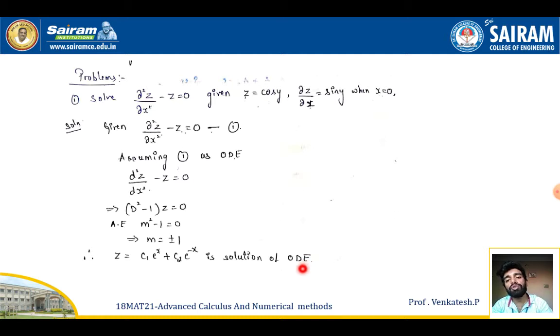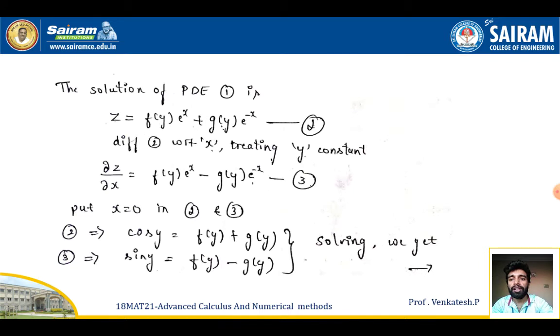But I want a solution of the partial differential equation, so I'm going to convert these constants into arbitrary functions of the other independent variable. For example, now the solution contains the independent variable x, so the constants should be in terms of the y variable. So I'm going to represent the solution as z = f(y) e^x + g(y) e^(−x). Call this equation number 2.